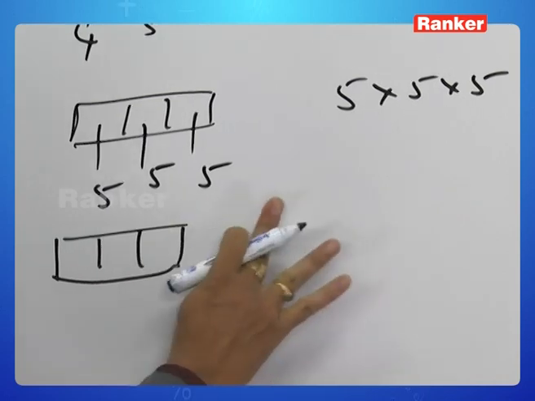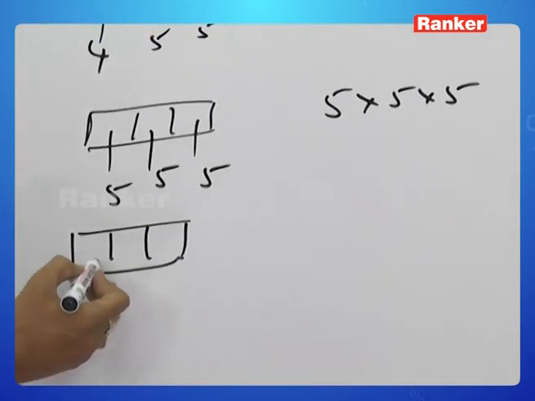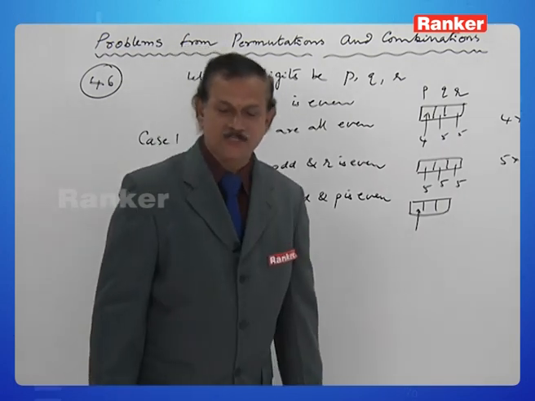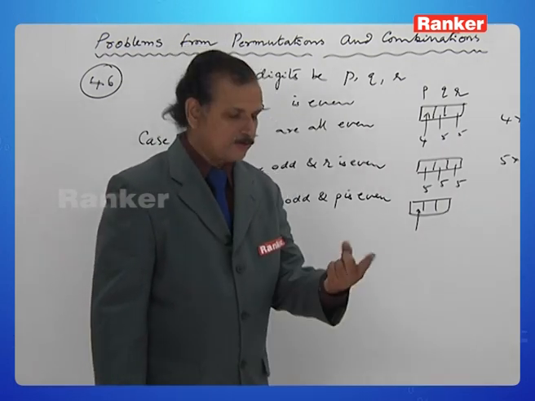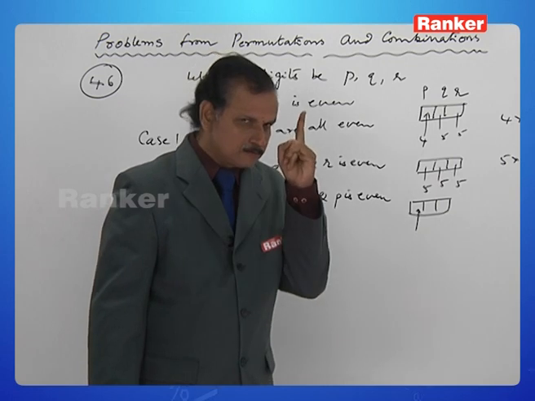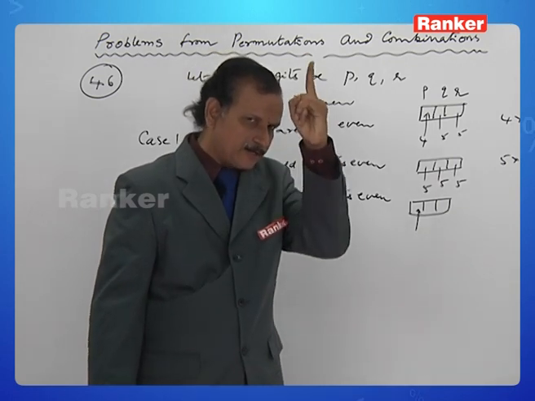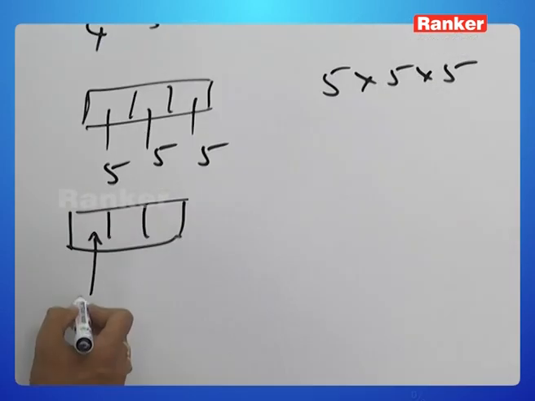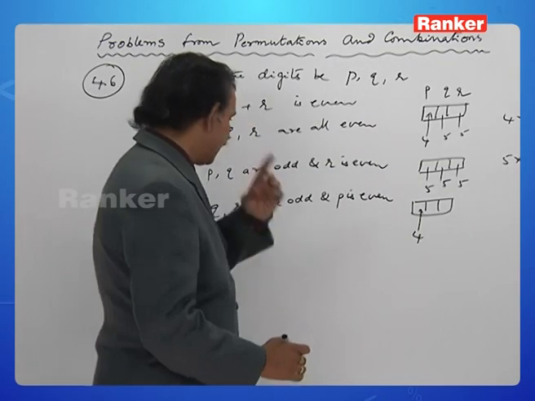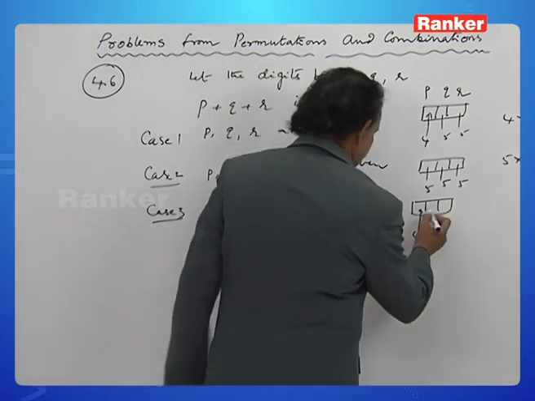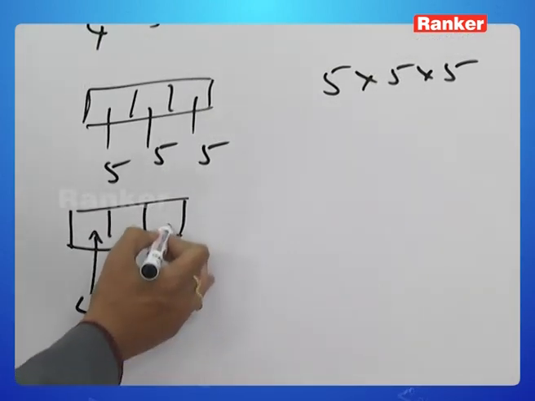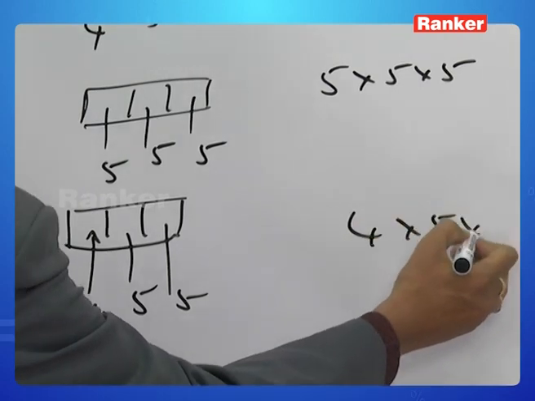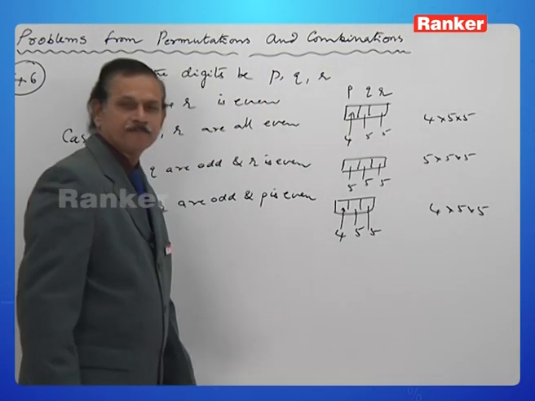What happens in this case? P must be even. The first place is to be filled by one of 0, 2, 4, 6, 8, but 0 is not included. So, in this case, the number of ways of filling the first place is 4, whereas in the second place and third place, odd numbers can be put, 5 each. So the answer is 4 into 5 into 5.